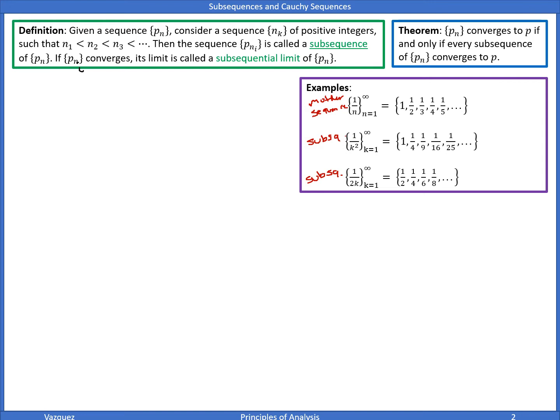So we have a theorem. P sub n converges to P if and only if every subsequence of P sub n converges to P. What does that tell us? That tells us that a sequence, if it converges, has the same limit as each of its subsequences. So every subsequence converges and they all converge to P, and that happens if and only if P sub n converges to P.